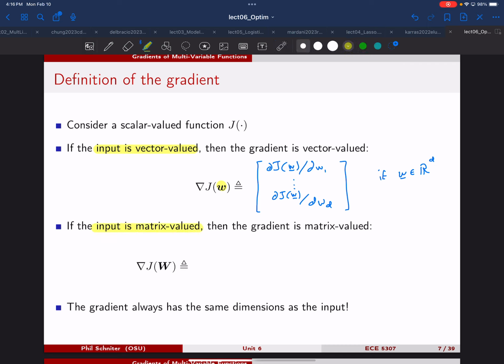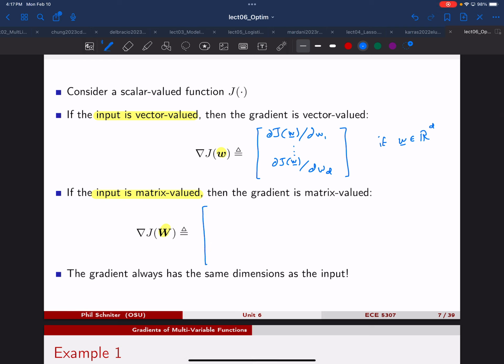But we also know that sometimes we want to optimize over matrices. Like when we did multinomial logistic regression, W is actually a whole matrix. The different columns in W would be like the binary predictors for the different classes. So we want to optimize that entire W matrix. So in that case, the gradient takes a different form.